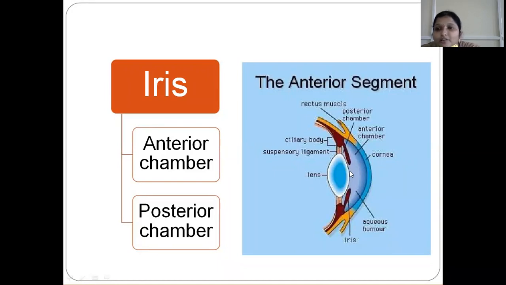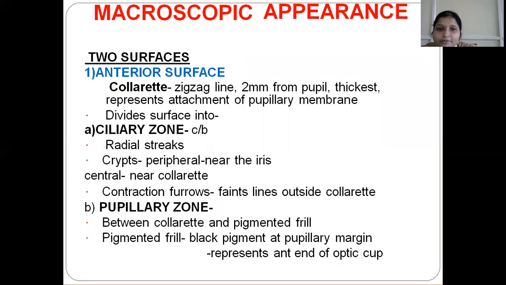So don't get confused between anterior segment and anterior chamber. All that is present anterior to the lens is called the anterior segment and the part which is present anterior to the iris is called the anterior chamber.